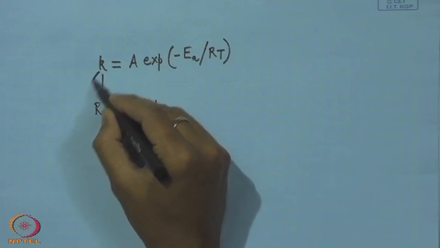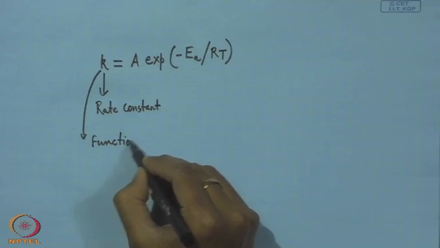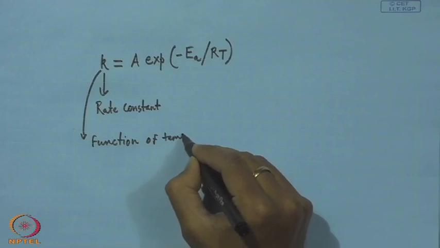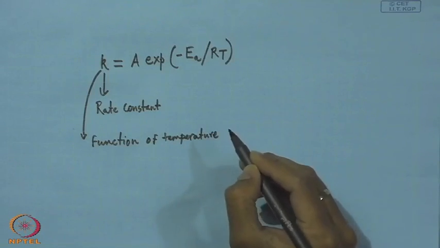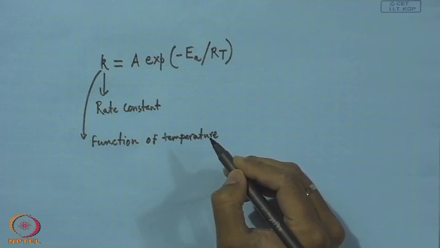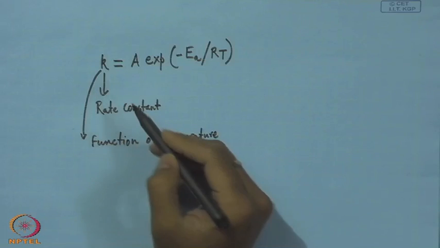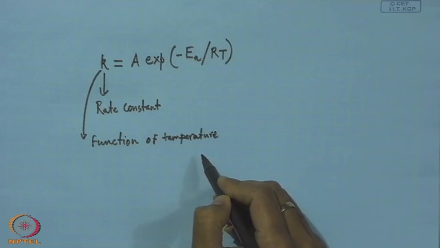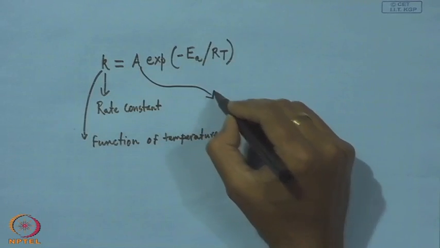It is a function of temperature. The exact functional form is difficult to determine, but it is known that the rate constant is generally a function of temperature, that is, it depends on temperature.